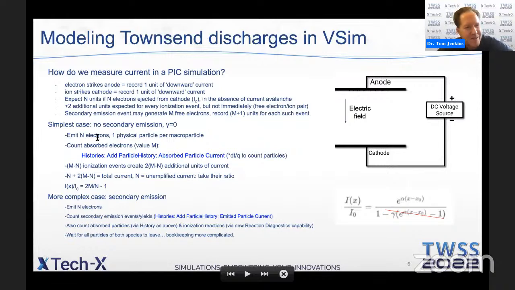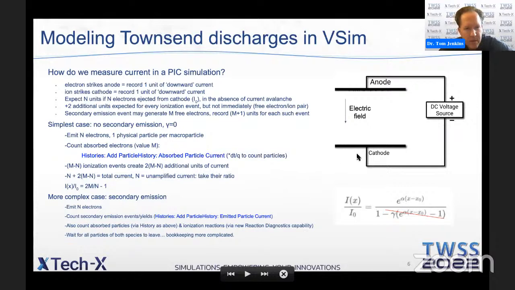And in the simpler case that our example covers at the moment, we're just going to neglect secondary emission entirely. We'll cross off this denominator essentially and try and compute this alpha coefficient using Vcim.